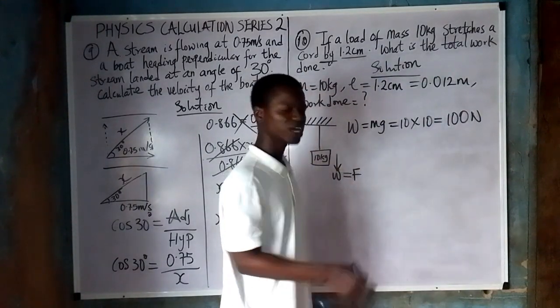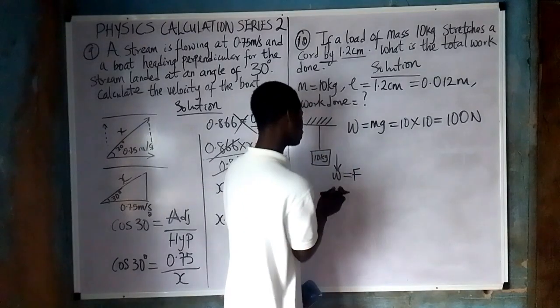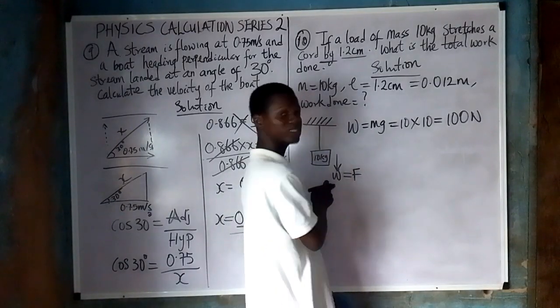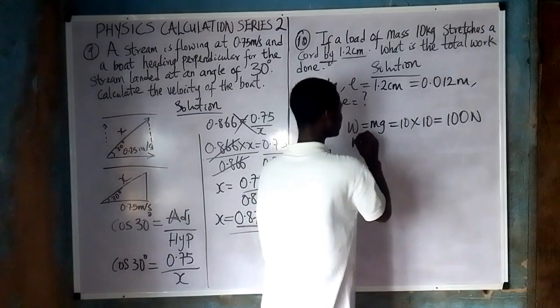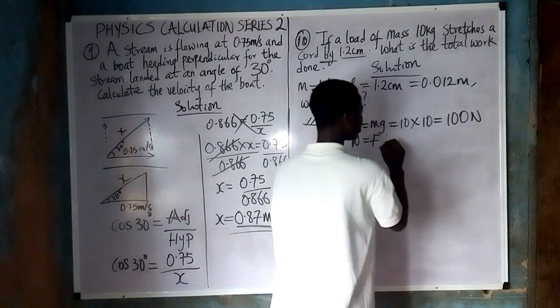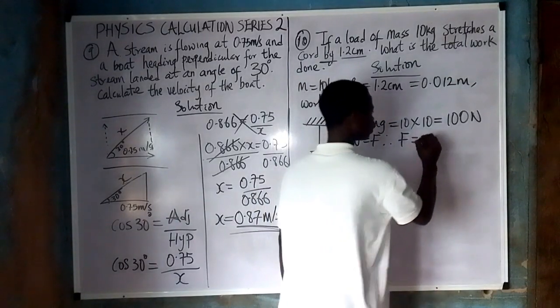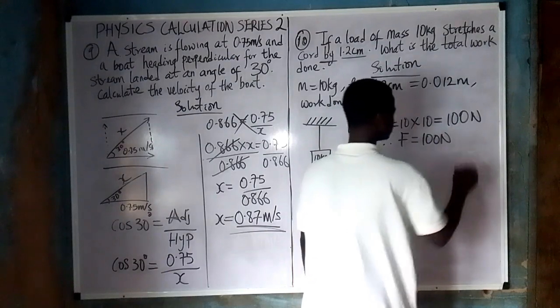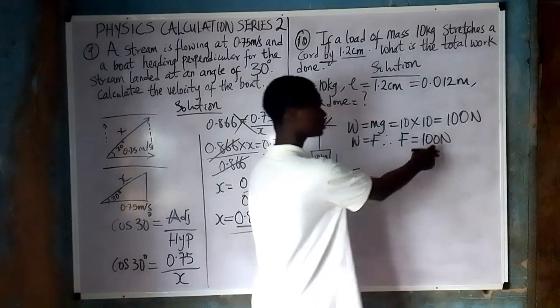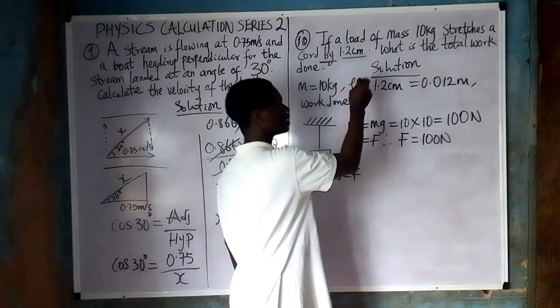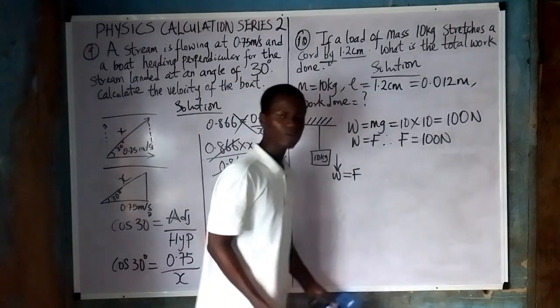Now we've gotten our value for weight. Remember the relationship we drew here. Our weight is equal to the force acting on this cord. So weight is equal to force. So therefore, force is equal to 100 Newton. So watch out, guys. From this question now, we know what our force is. We now know what our extension is. So what are we finding?